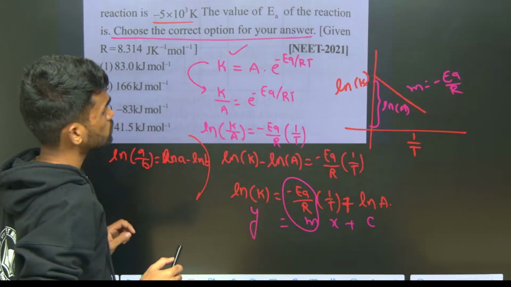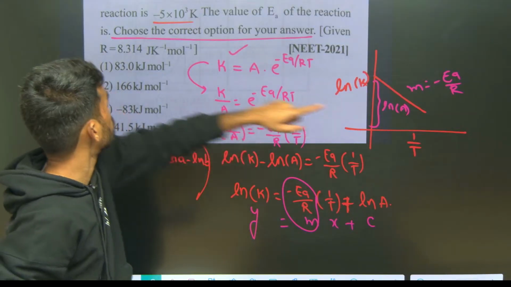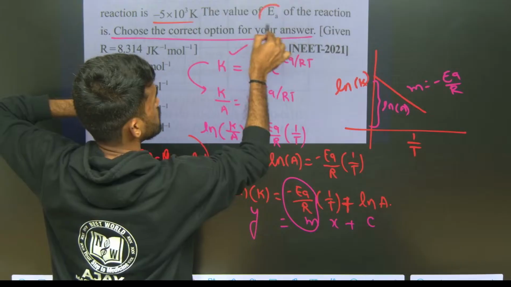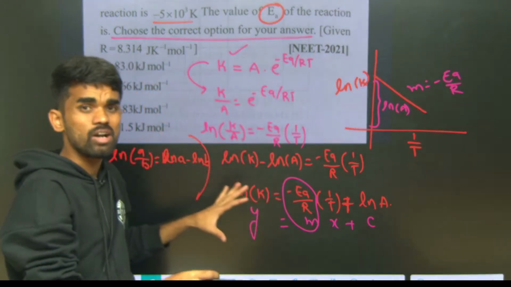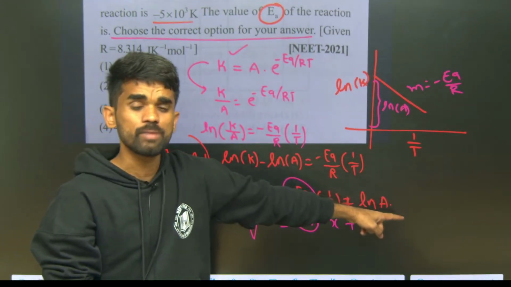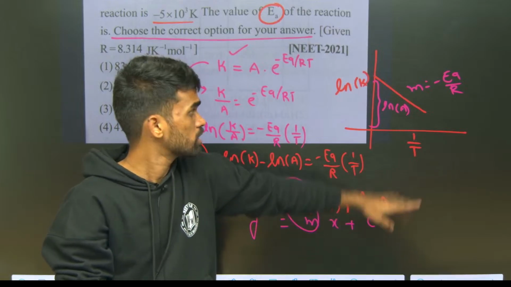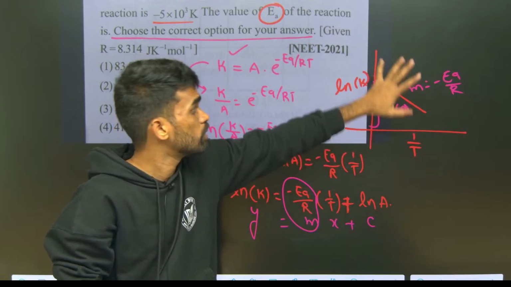So now EA by R is our slope, and they are asking us to calculate the activation energy from this. Why have I explained all these things? Because the next question which I am going to give you as homework will be similar to this only. That's why I have explained all of this.